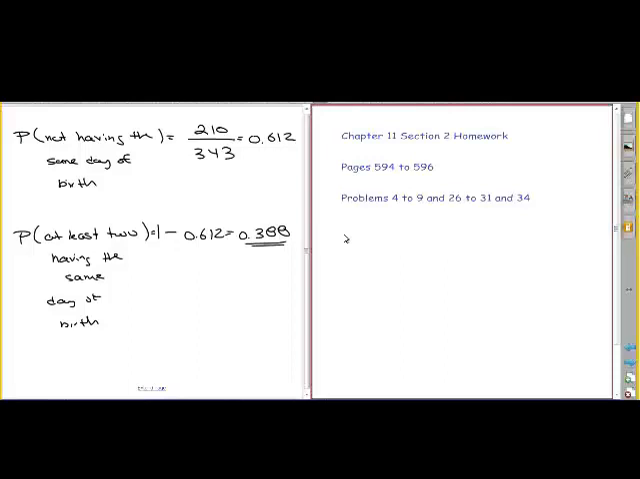Okay, so I think I already assigned that, but if I didn't, did I assign that already? Yeah.